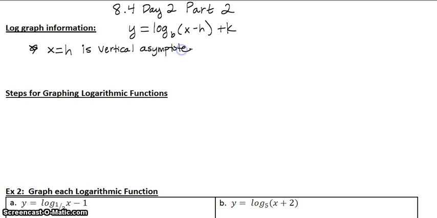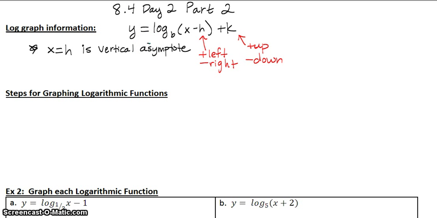But the same rules apply as the other graphs we did. What I mean is, if it's a plus, it moves it left. If it's a minus, it moves it right. And for the k, if it's a plus, it moves it up. If it's a minus, it moves it down. I hope you're getting to be experts at that knowledge right now. And I will show you more about this in a little bit.